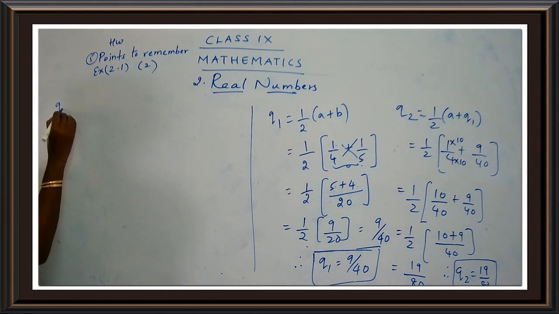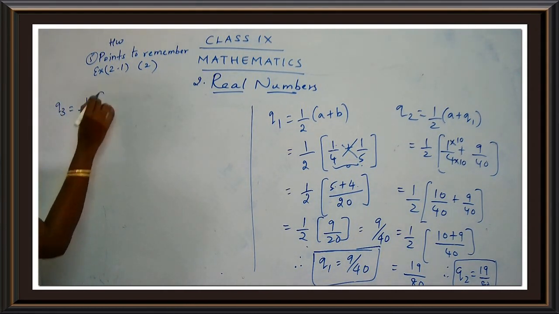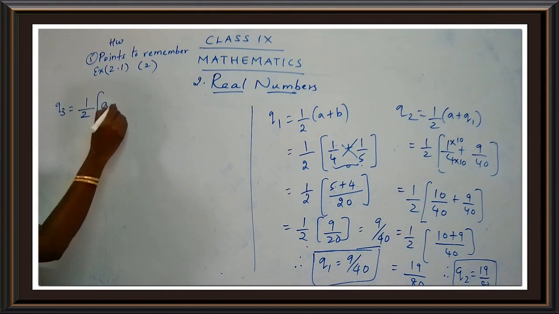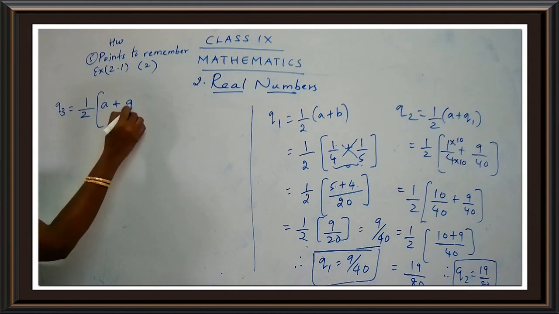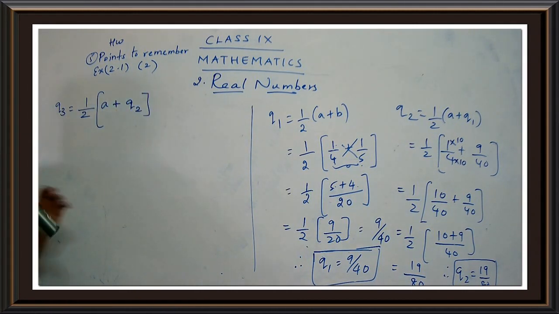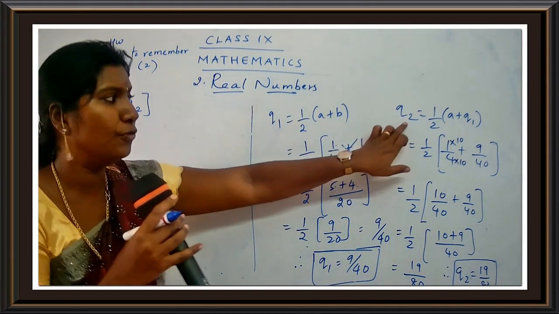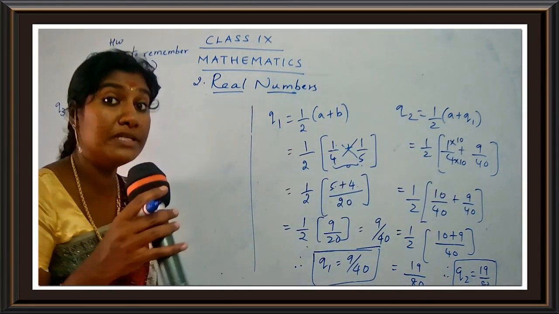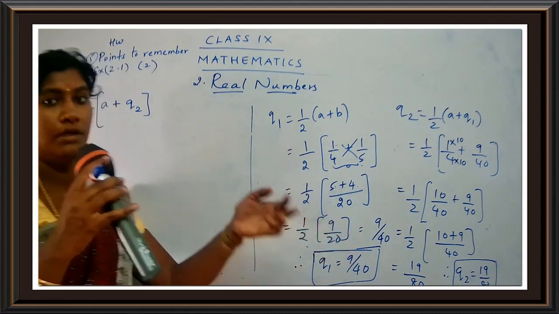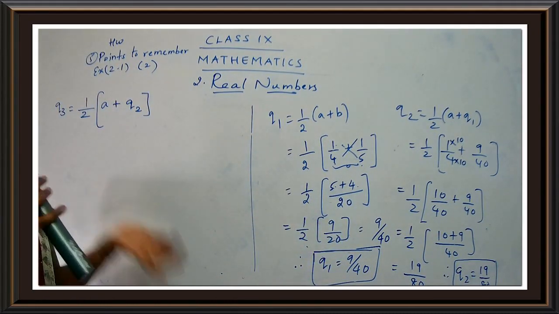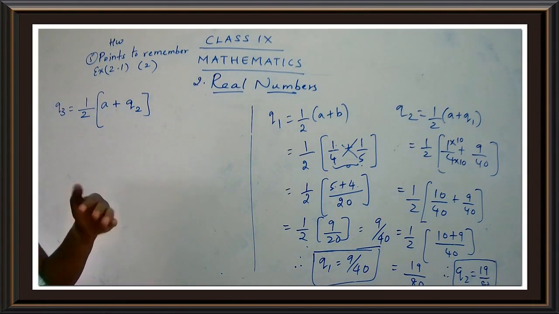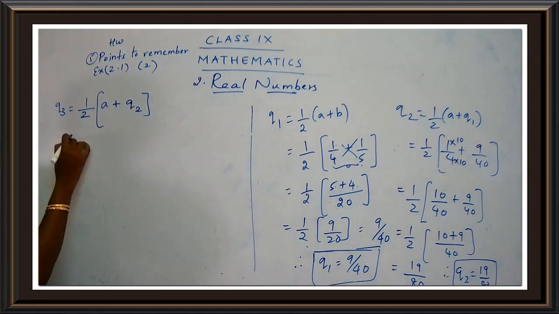So what is the formula for Q3? Half of A plus Q2. Remember to write A. For the first one only we took A plus B. Then later on you have to be careful. Q2 means A plus Q1. Q3 means A plus Q2. Q4 means A plus Q3 and so on. So this is equal to half of.